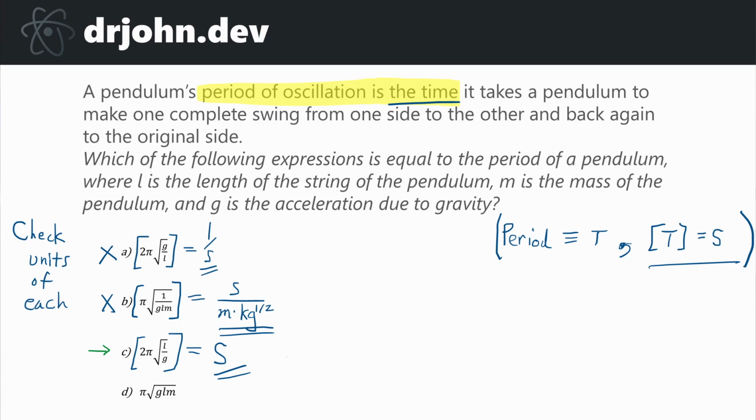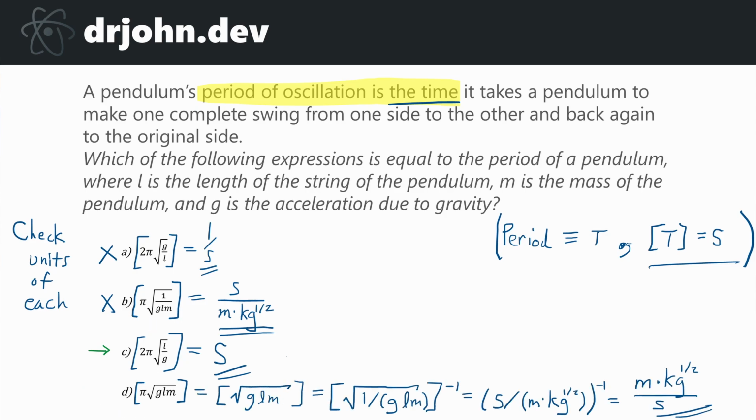But if you haven't already noticed, in choice D, the expression is simply the inverse of the square root in choice B. So we can deduce the units here as the meter kilogram to the 1/2 inverse second. So basically we can eliminate D as well. And that leaves us with choice C as the only answer to take units of the second.